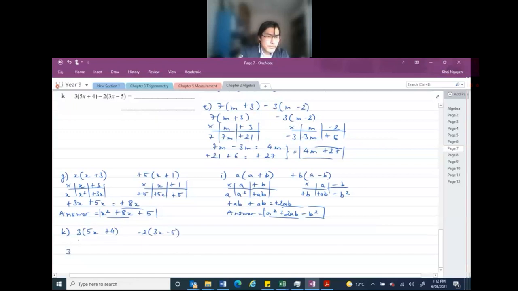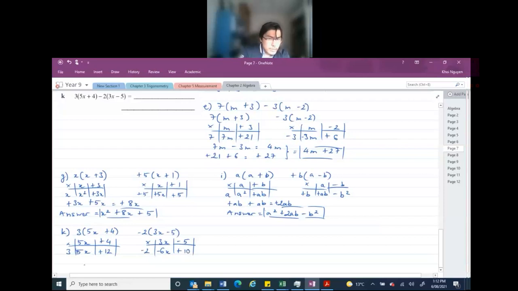So 3 on the outside, 5x plus 4 on the inside. Three times 5 is 15, so that's going to be 15x. 3 times plus 4 is plus 12. Negative 2 on the outside, 3x minus 5 on the inside. Negative 2 times 3 is negative 6, so negative 6x. Negative 2 times negative 5, negative and a negative is a positive. 2 times 5 is 10.